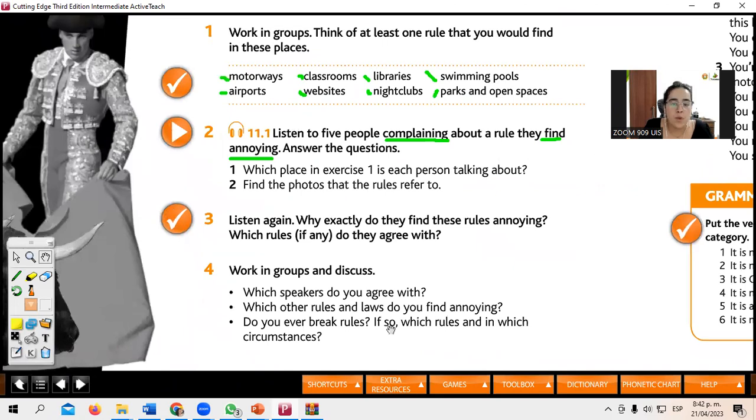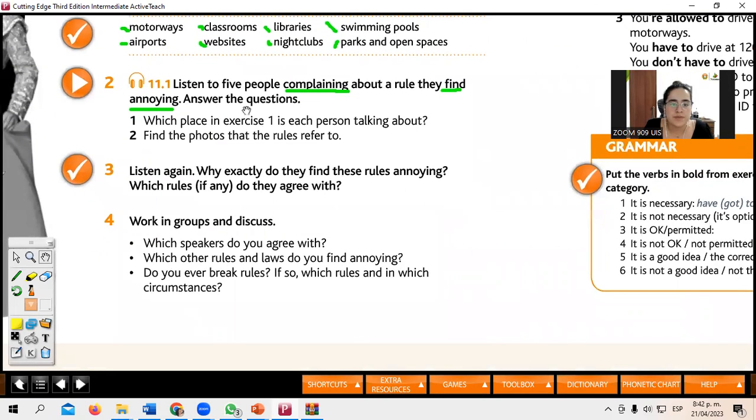So we are going to, I don't know if you need to listen again or if you remember, why exactly do these people think these rules are annoying? Ok, vamos a ver por qué exactamente ellos encuentran estas reglas molestas o fastidiosas. Do you remember or do you need to listen again? So, I remember some.